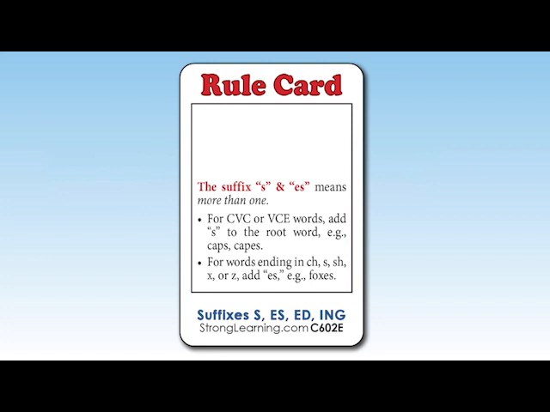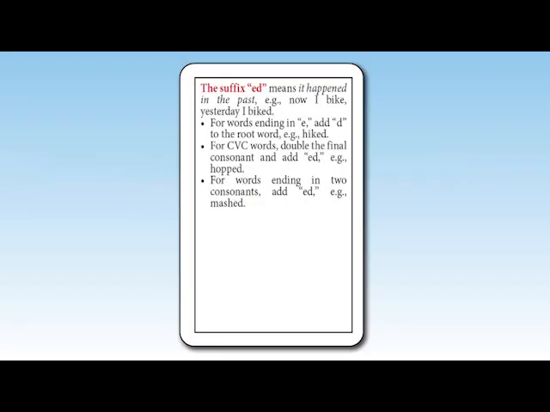For CVC or VCE words, add S to the root word. For example, caps, capes. For words ending in CH, S, SH, X, or Z, add ES. For example, foxes.